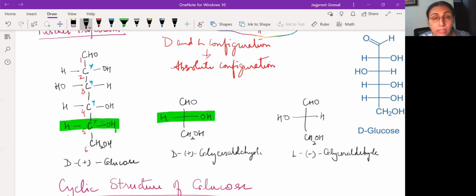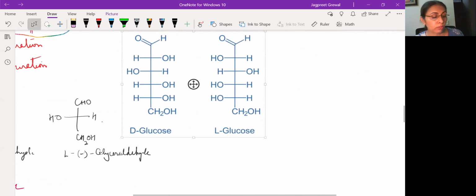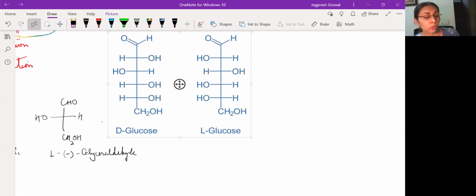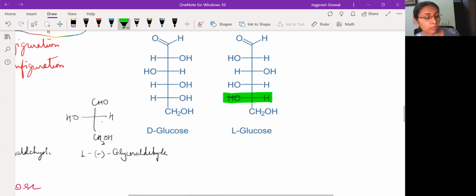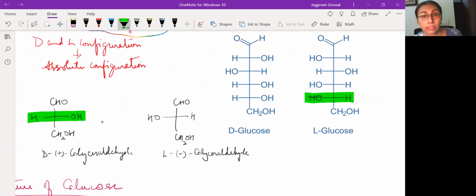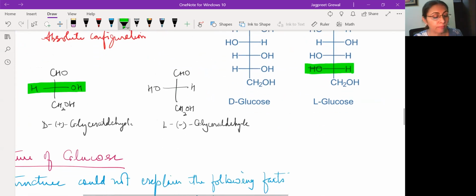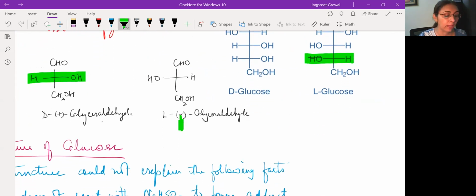So this D configuration, capital D, doesn't mean that it is dextrorotatory. The molecule might be levorotatory. This is by chance, this glucose is dextrorotatory also. So if I show you the mirror images of the 2 glucose molecules, this is D glucose, this is L glucose, which is exactly the mirror image of this one. So L glucose, what do you have? You have OH group which is present on the left side. So that is compared with L negative glyceraldehyde. L minus means it is levorotatory.